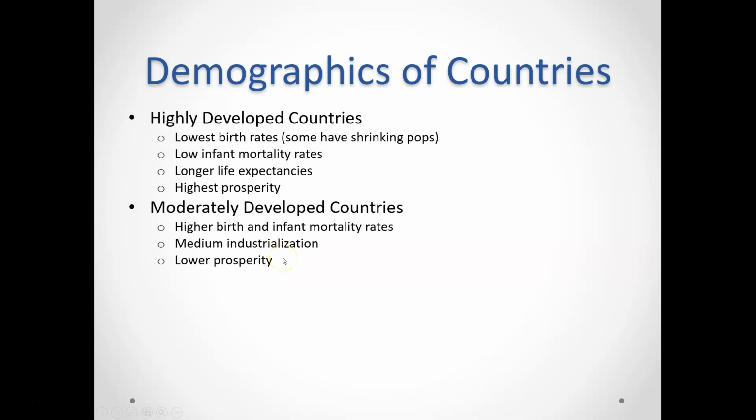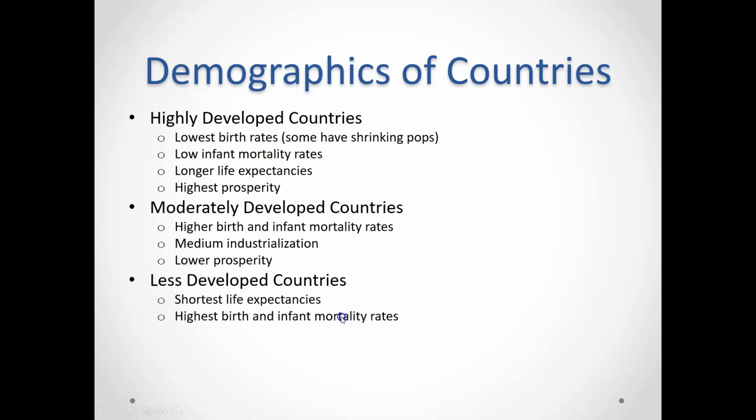Then you have moderately developed countries. These are places that have both higher birth and infant mortality rates. They have a medium amount of industrialization and slightly lower prosperity. So these would be certain countries, for example, in Central and South America, certain African countries, parts of the Middle East. So these are places where you see development happening, but again, they are not as developed as other countries.